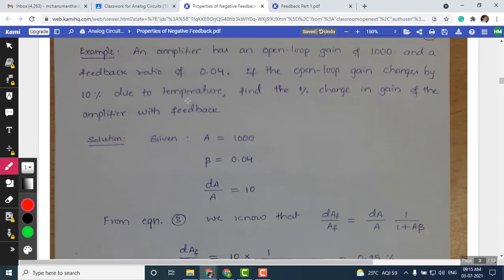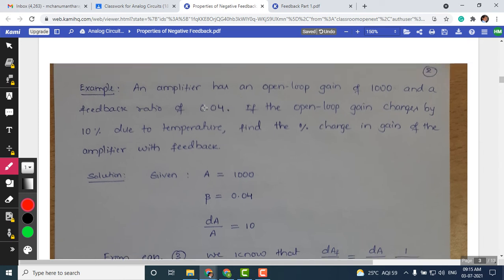Okay, let us take up this problem based on this negative feedback. For every property, we will have 1 or 2 problems, so that you can understand the concept behind the property. Let us read the problem for you. An amplifier has an open loop gain of 1000, that is A, which is given as 1000, and a feedback ratio of 0.04, which is a 4% feedback ratio, beta is given as 4% or 0.04.